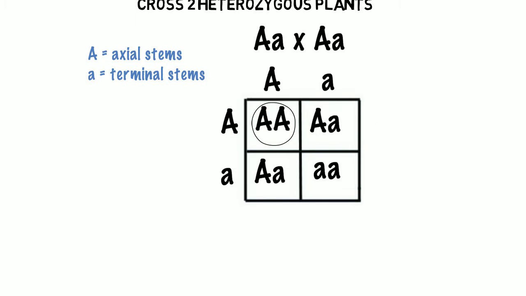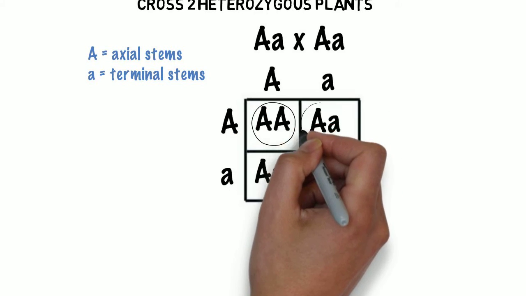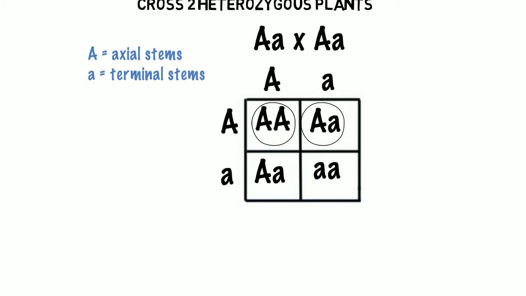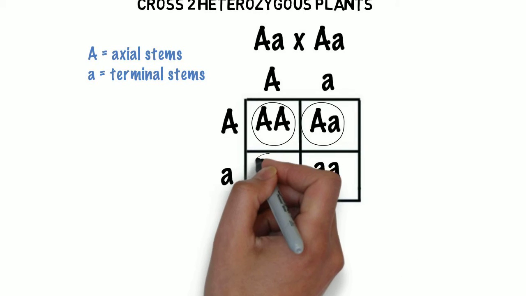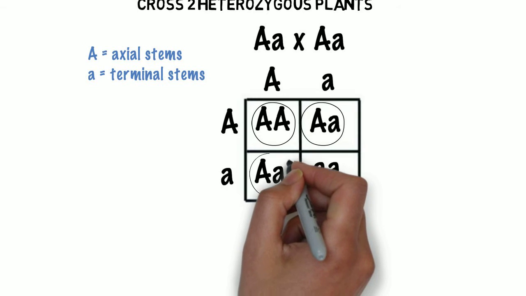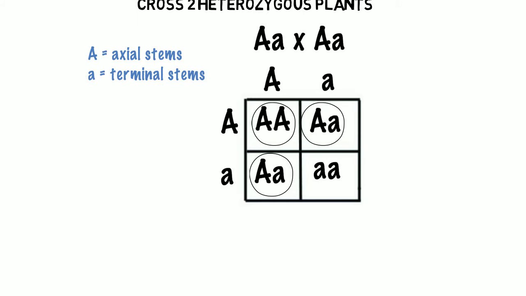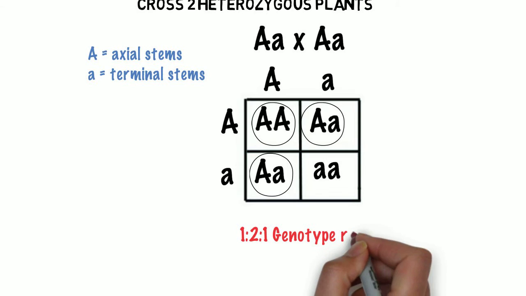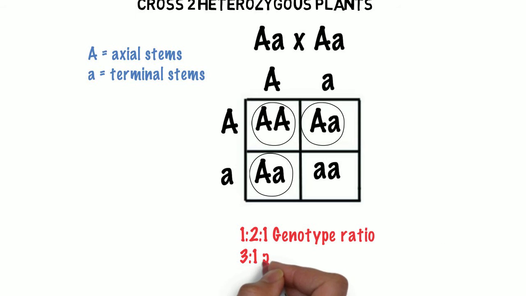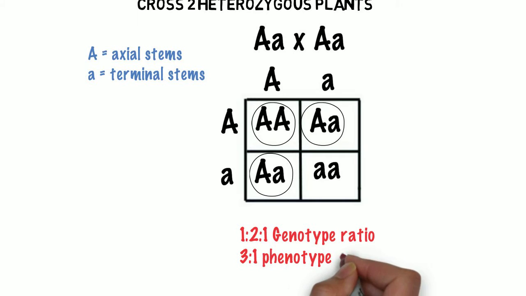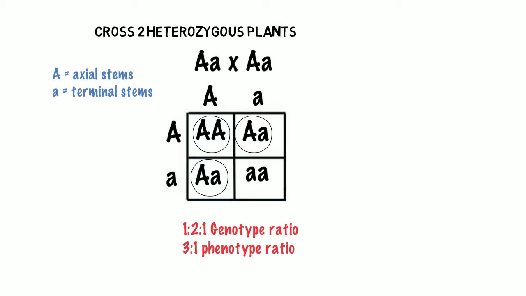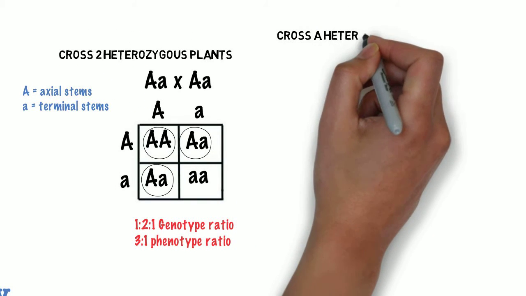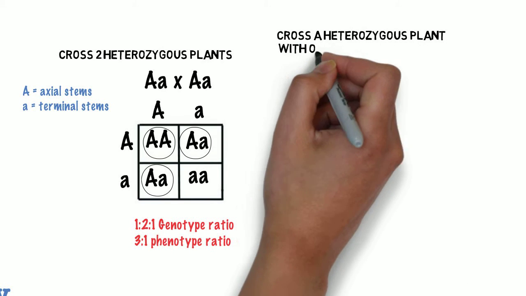Notice that I have 1, 2, 3 of the genotypes, the big A big A and the big A little a, can both show, all three will show the dominant phenotype. So I have a 1-to-2-to-1 genotype ratio and a 3-to-1 dominant to recessive phenotype ratio.